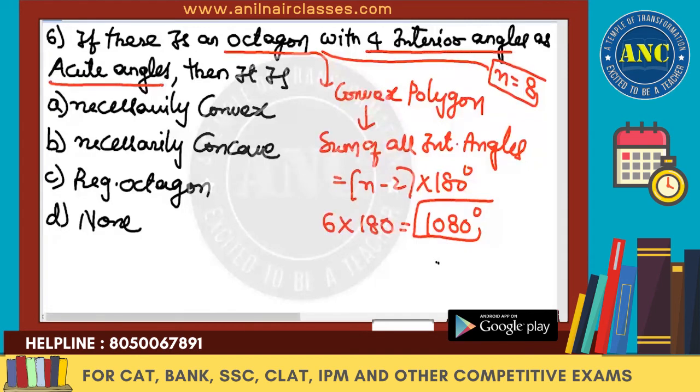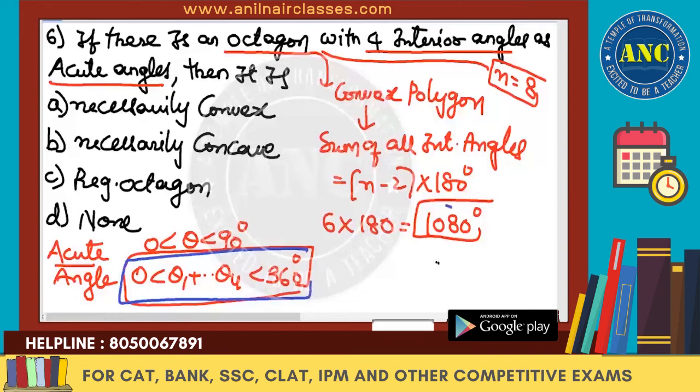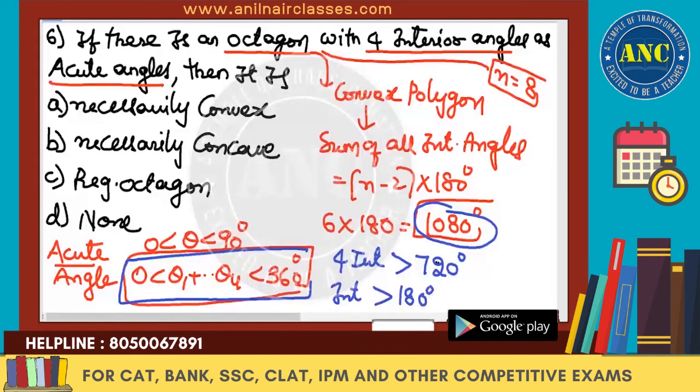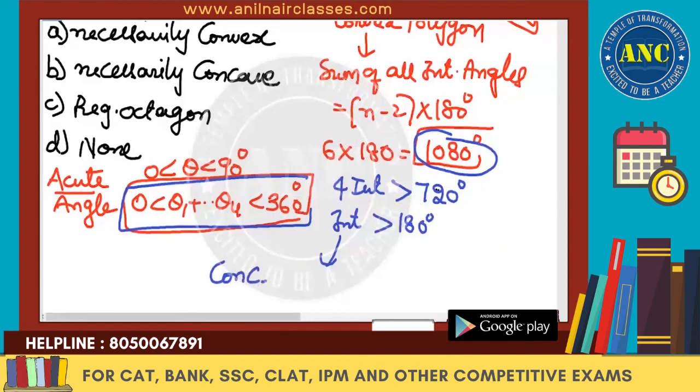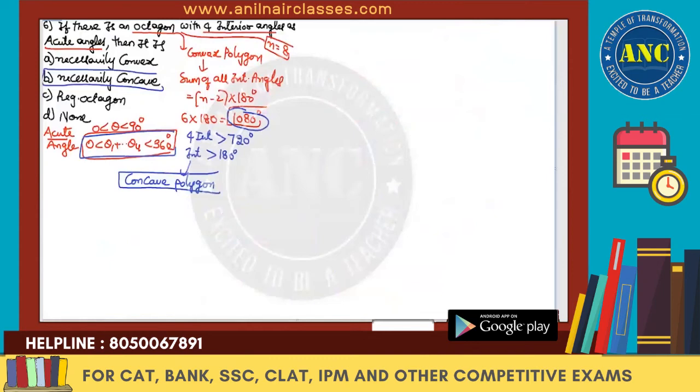With 4 interior angles as acute angles. Acute angle means 0 less than theta less than 90. There are 4 angles, so the sum of theta 1 to theta 4 is less than 360. The total is 1080, so the remaining 4 interior angles should be greater than 720. So one interior angle is greater than 180. If an interior angle is greater than 180 degrees, then the polygon is said to be a concave polygon. I hope it is clear.